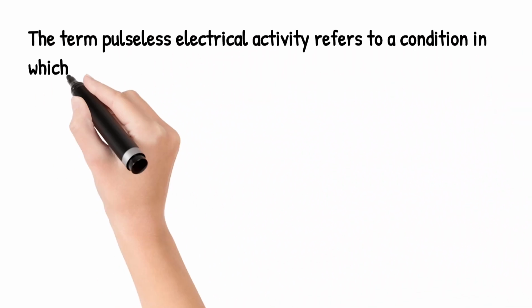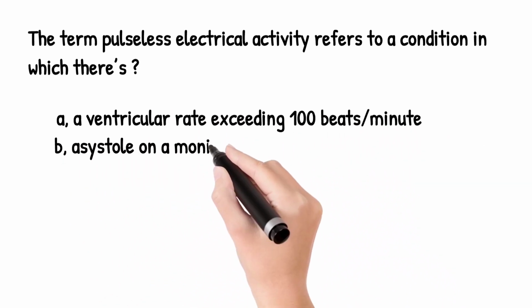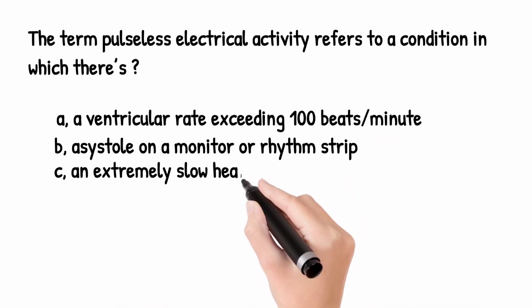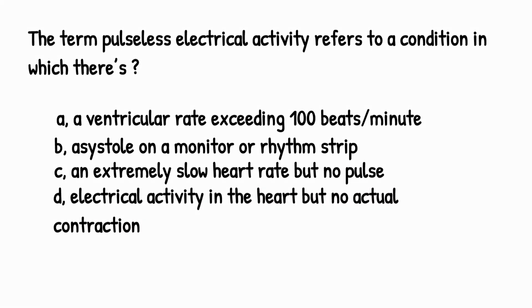The term pulseless electrical activity refers to a condition in which there is Option A. Ventricular rate exceeding 100 beats per minute. Option B. Asystole on a monitor or rhythm strip. Option C. An extremely slow heart rate but no pulse.